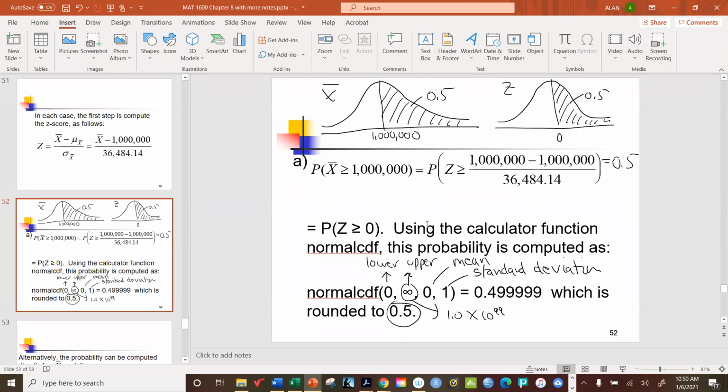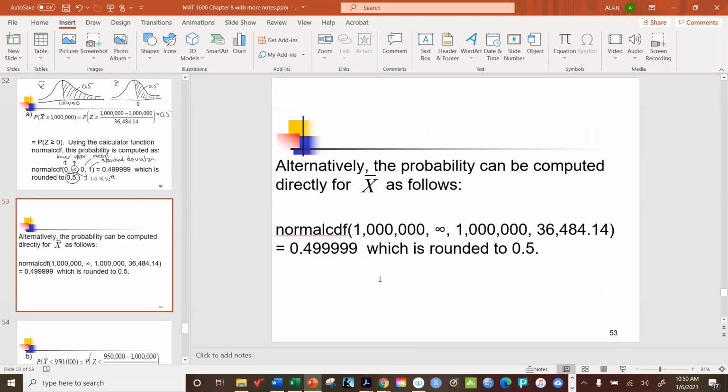And as usual, we can then just leave the original numbers intact and put them directly into normal CDF. Okay, so in other words, here's the lower limit. Here's the upper. Here's mu x bar. And here's sigma x bar. And you'll get the same thing. Okay, so don't be shocked when you see that 0.499999. That's what's happening.